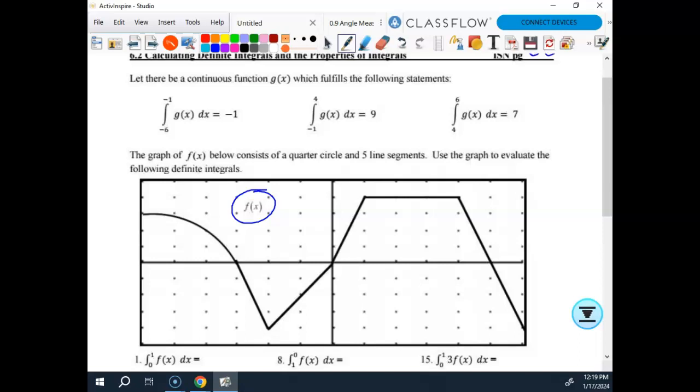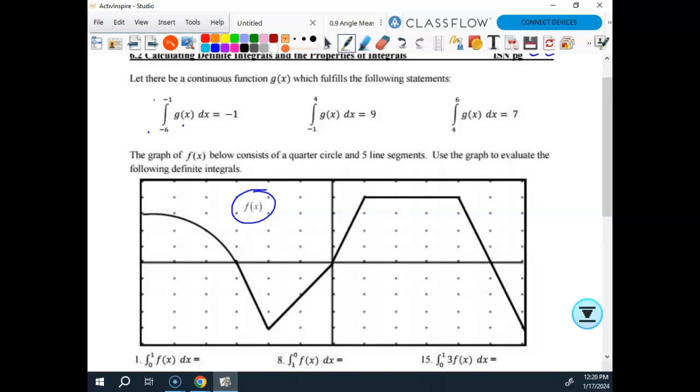So if I want to take the integral from -6 to -1 of g of x, or the area under the curve, the accumulation, these are x values, so going from -6 to -1, when I integrate that, my answer is -1. So it's giving me the question and the answer so I can use them in some of these down here. Okay, and then we're actually going to find some of these.